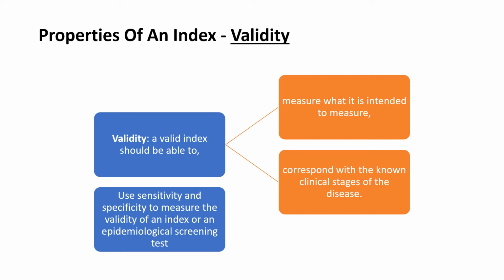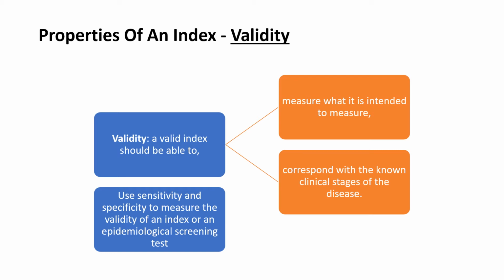What this means is that if you say this index is designed to measure, say, the past and present history of dental caries in a patient or in a population, that index should be able to do that. You cannot say you are trying to measure dental caries and the index is focusing on bleeding gums, or on oral cancer. It's talking about something else when what you intend to measure is dental caries. So the index must be able to measure what it is intended to measure.